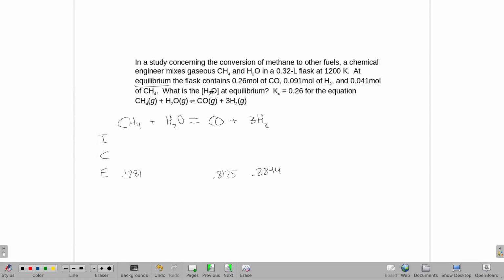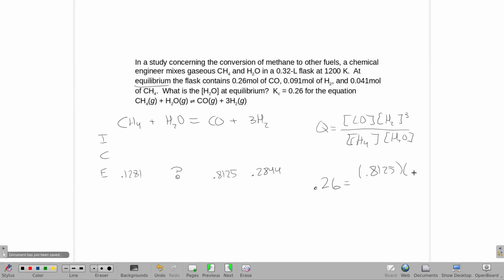Now, it wants to know the H2O at equilibrium, and it gives us the K. The reason this works is because we know our Q equation, because we have that balanced equation. We are just going to plug some stuff in. So our K is 0.26, our CO is 0.8125, our H2 is 0.2844 cubed, CH4 is 0.1281. We are going to solve for this. Well, that's not so bad.